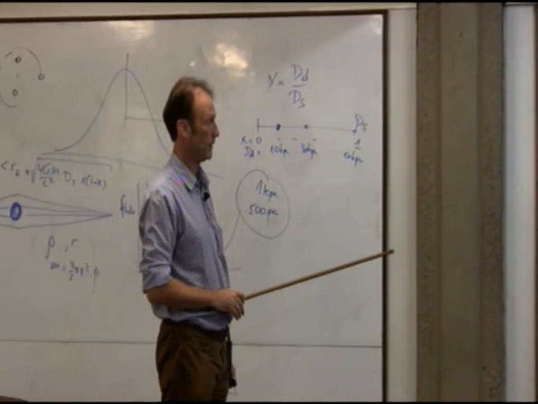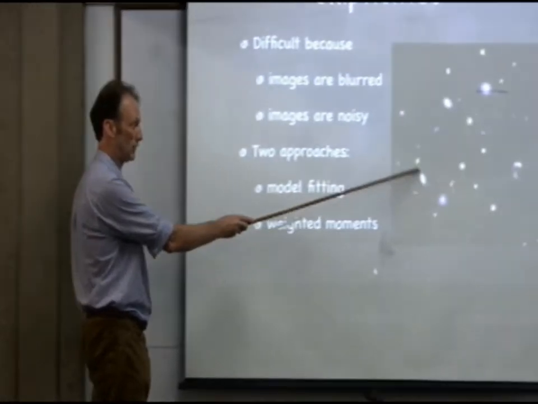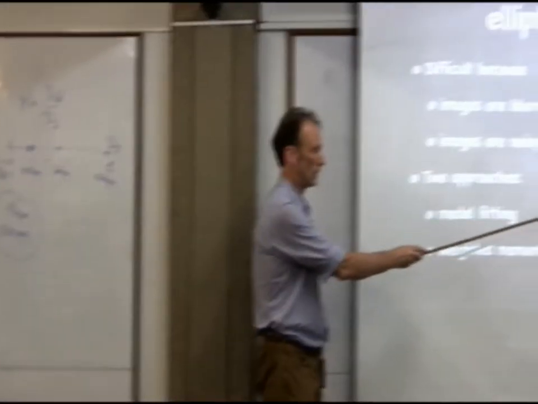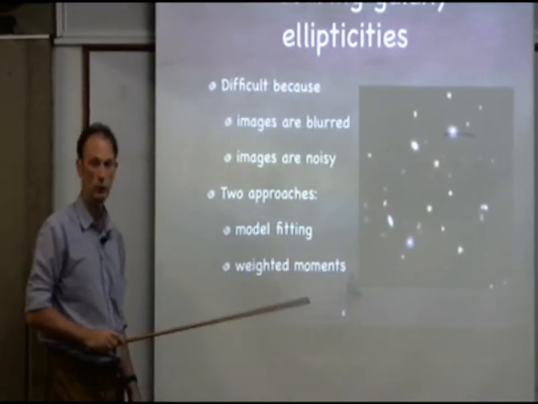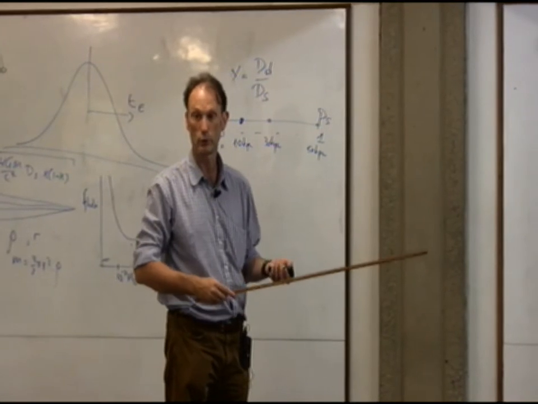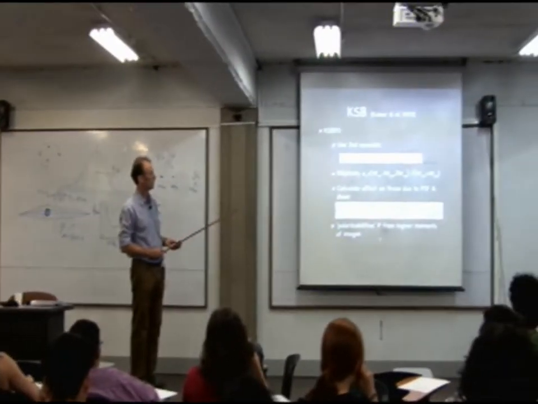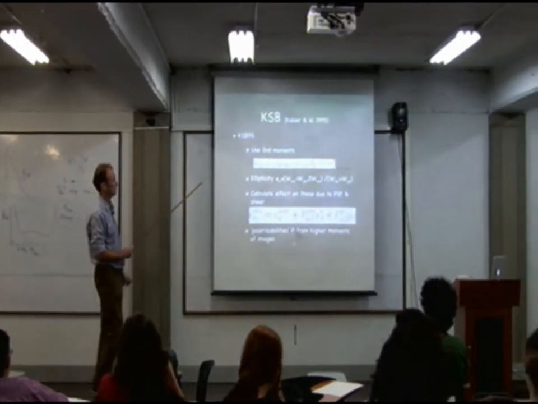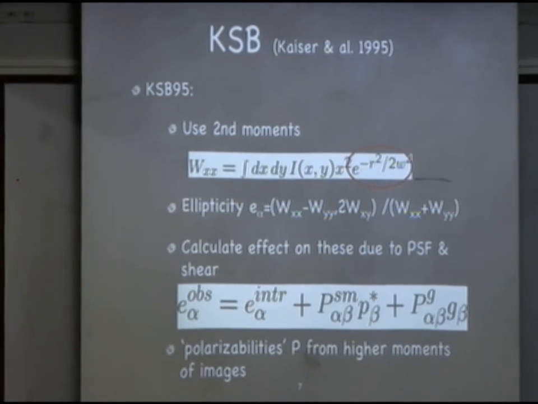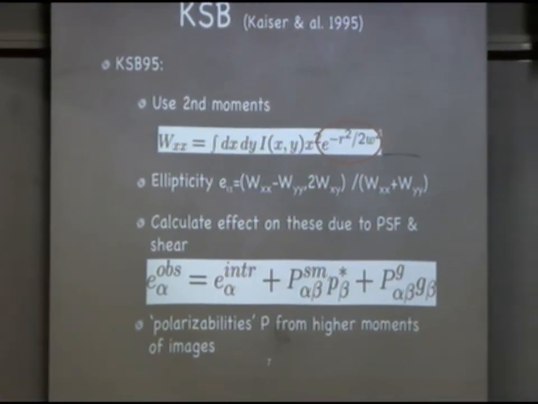And there are various ways in which people do this. Either you try to fit a kind of model to each of these galaxies and take the ellipticity of the model, or you try to take some sort of second moments of each galaxy and use that to estimate an ellipticity. Both methods are valid. They're different approaches, both being used by different groups. The moment method that people started and many people still use is called KSB, after the authors Kaiser, Squires, and Broadhurst, who first worked this method out.